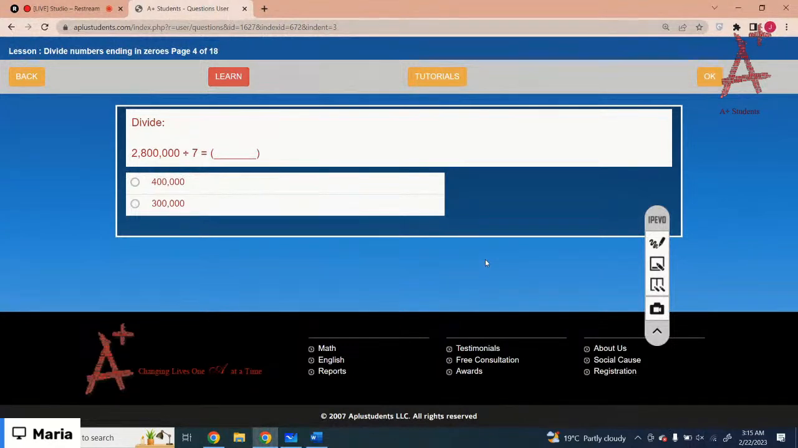Okay, the next one is 100,000 divided by 7. You have to calculate 7 times what number is 28. 7 times 4 is 28. Got it? And the number of zeros is the same as the divisor. So the divisor has 5 zeros. So the correct option is option number 1, 400,000.